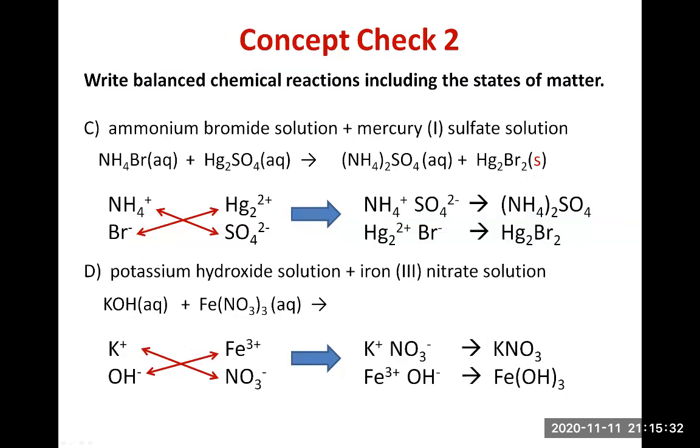So we've seen that KNO3 is an aqueous solution. It's always soluble when you have potassium or nitrate. And then Fe(OH)3 is insoluble, which means you will put S afterwards in parentheses to indicate that it's a precipitate. And so again, we have a precipitation reaction here.